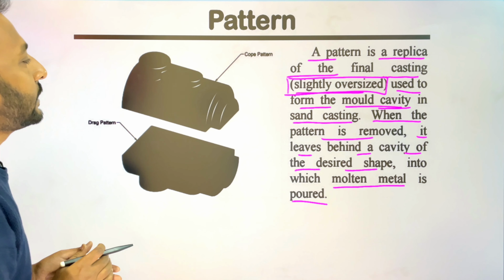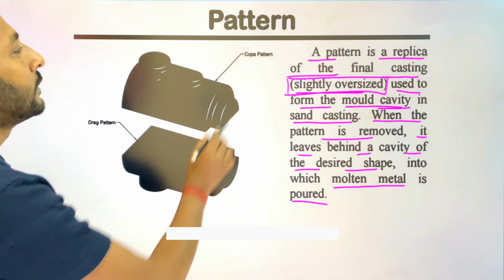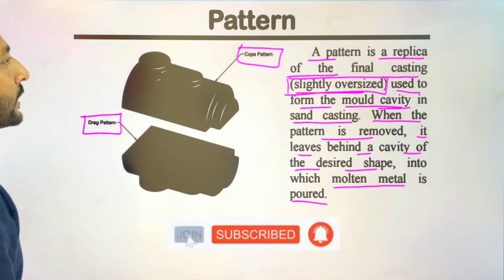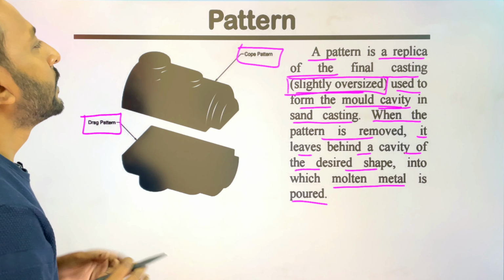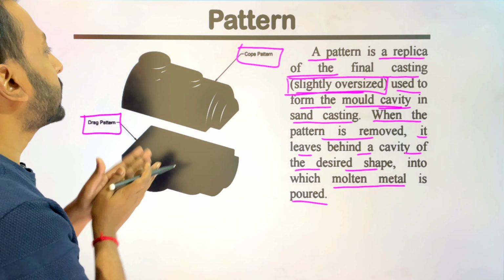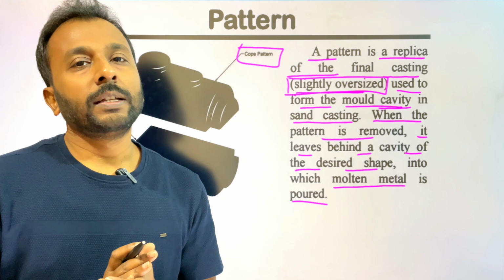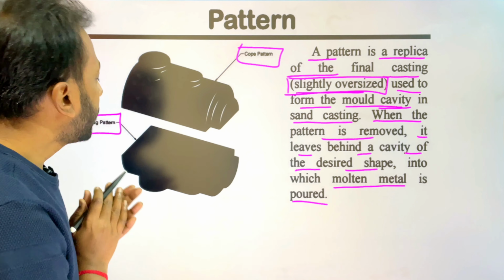In this figure we can see pattern. The pattern has two parts. First part is cope part and second part is drag pattern. It is cope pattern and it is drag pattern. So this completes the product. If we join these two patterns, then it will be the replica of the final product. It may be slightly oversized, but this is the replica of the product.